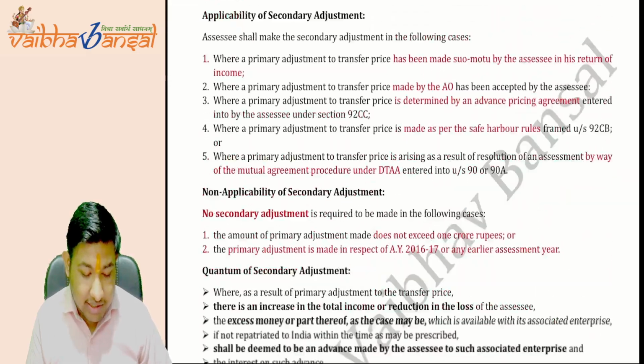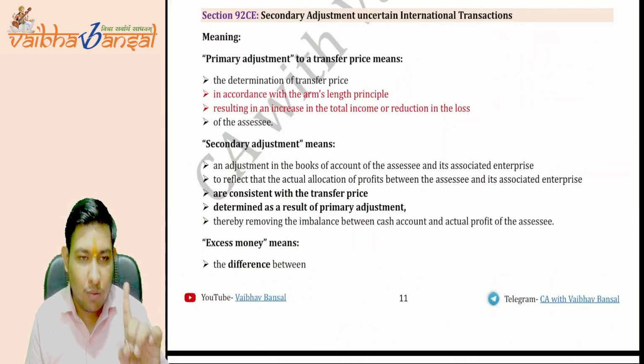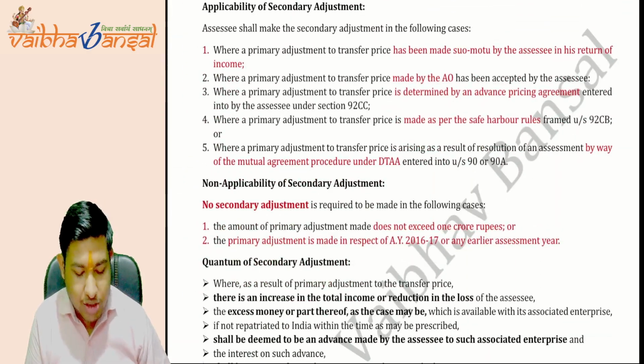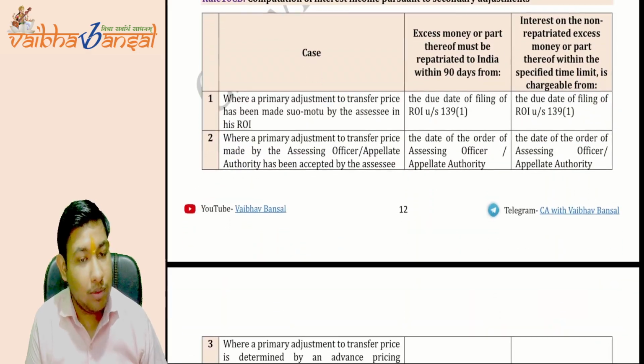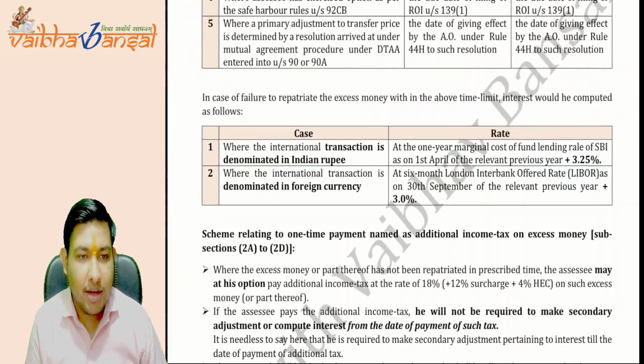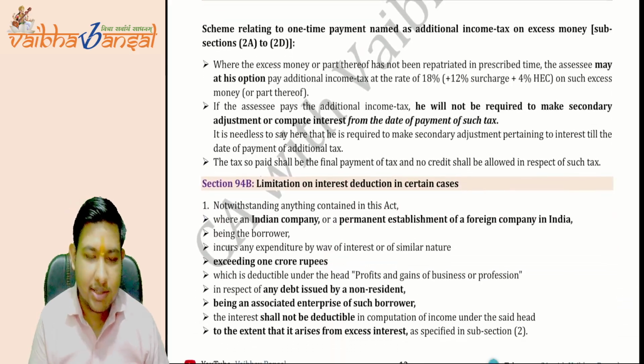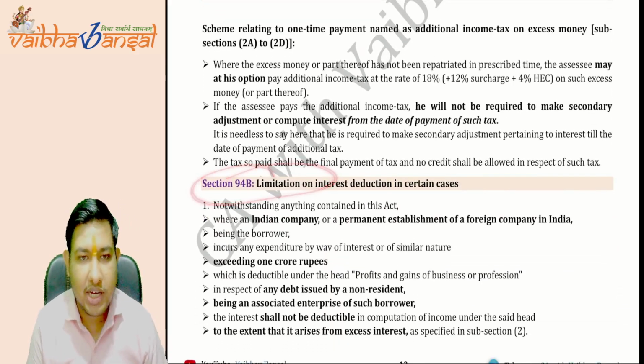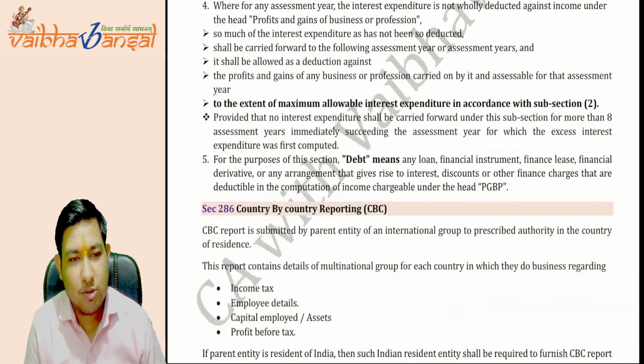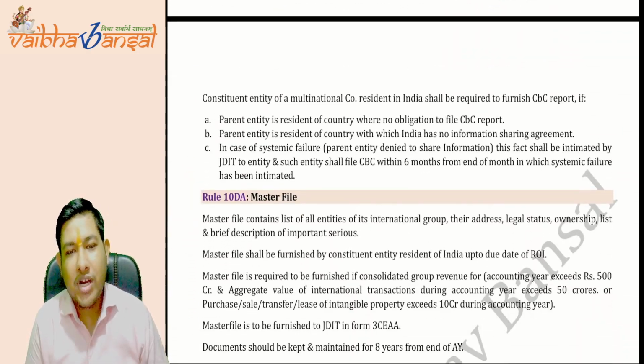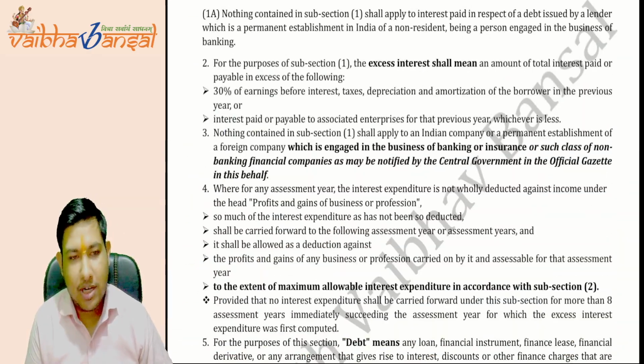Now, all the three things: the rollback provisions, the APA and secondary adjustment, and the limitation of interest, thin capitalization part. This is the thin capitalization, the limitation of interest, and the very small point, the CBC and the master file. We will complete it by tomorrow. Everything will be completed by tomorrow.